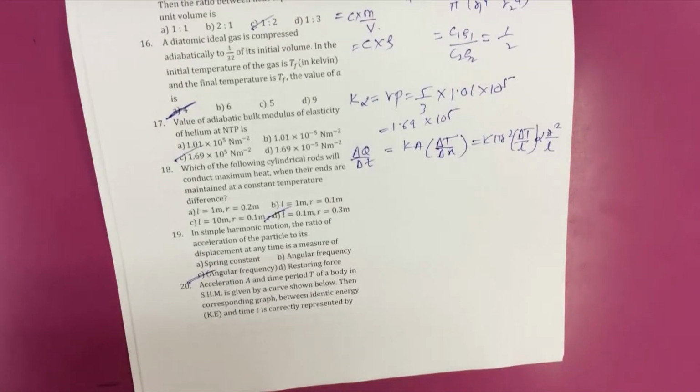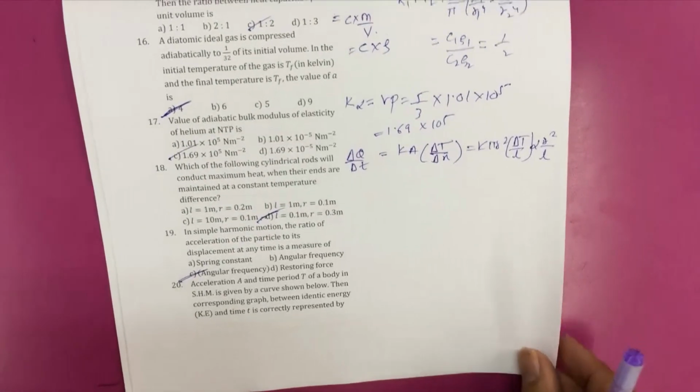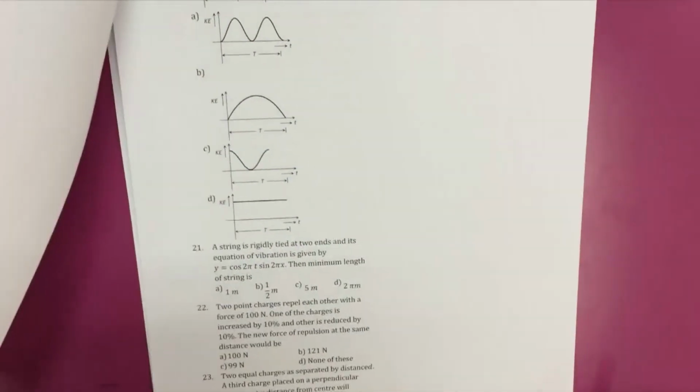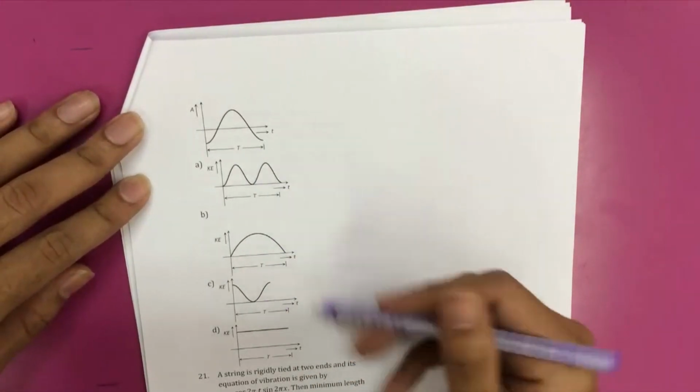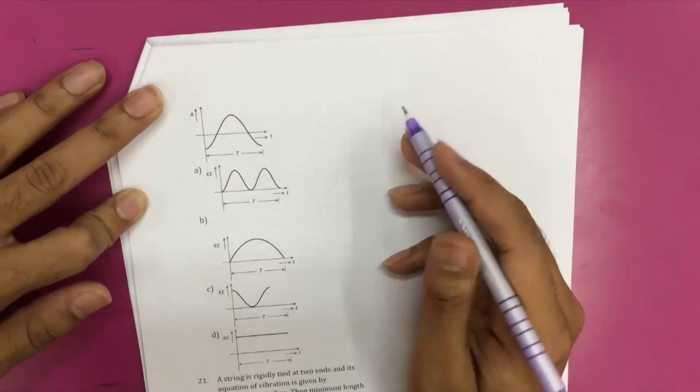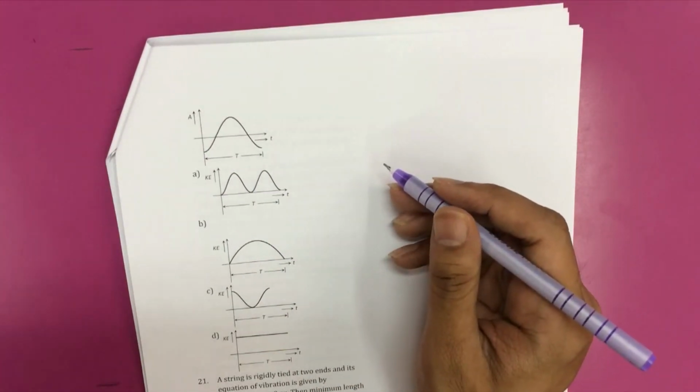Question 20. Acceleration A and time period capital T of a body in SHM is given by a curve shown below. Then the corresponding graph between kinetic energy and time T is correctly represented by. So this is the graph between acceleration and time. So we have to identify which is the correct graph for kinetic energy versus time.